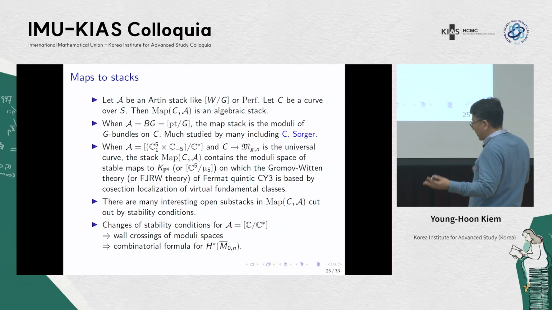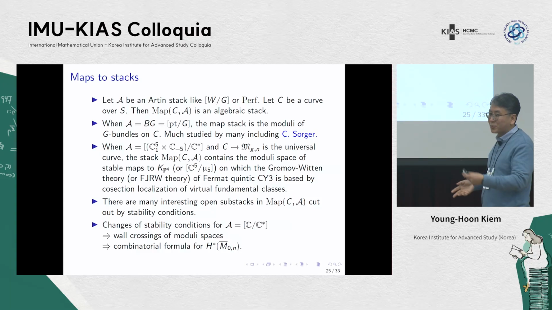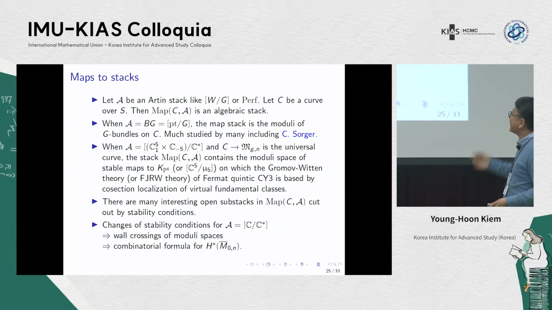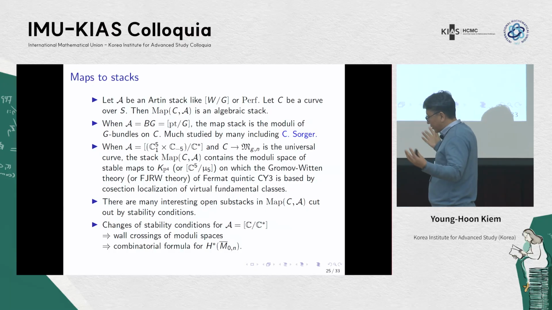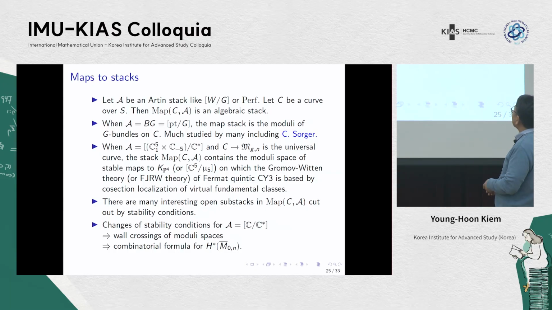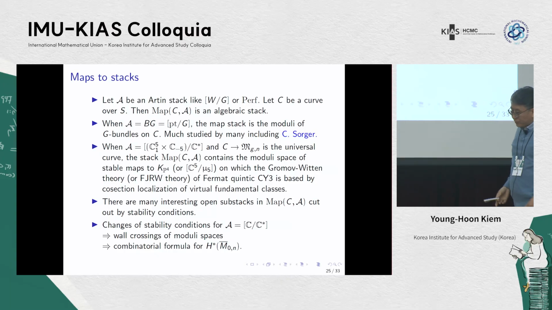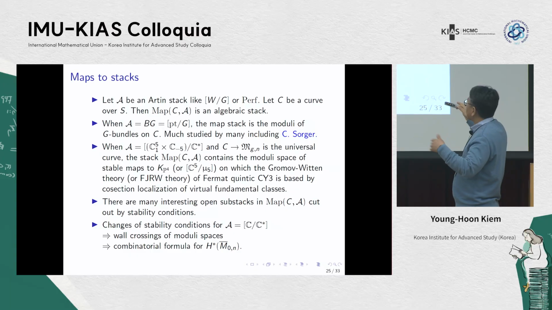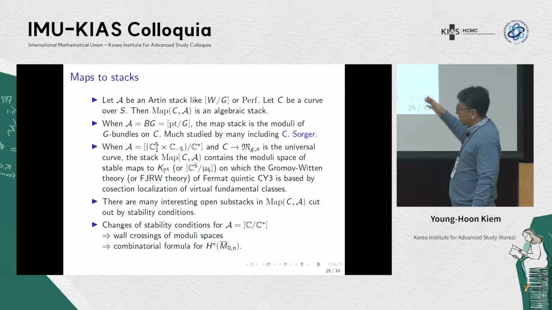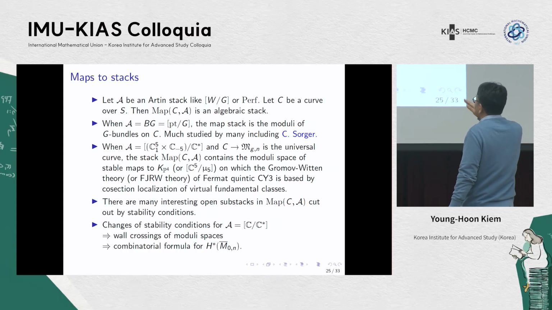This stack was much studied by many important mathematicians, including Christoph here. I learned a lot from his papers. And with this kind of map stack, you can do a lot of things, and many interesting things can happen. This map stack from curves to an Artin stack is very useful not just for the moduli of curves and so on. It's also useful for Gromov-Witten theory, mirror symmetry, for a lot of reasons. This moduli stack is worth studying.